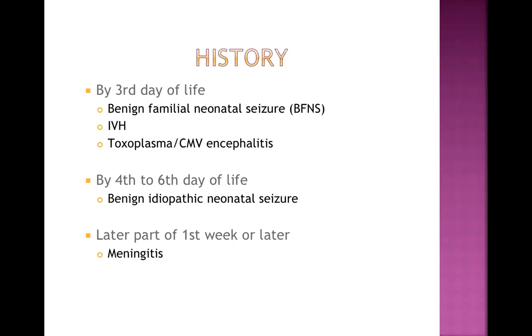If it occurs from the 4th to 6th day of life, we think of benign idiopathic neonatal seizure, and later on, after the first week or even later, if seizure occurs, we think about intracranial infection, mainly meningitis. This is called late onset sepsis.